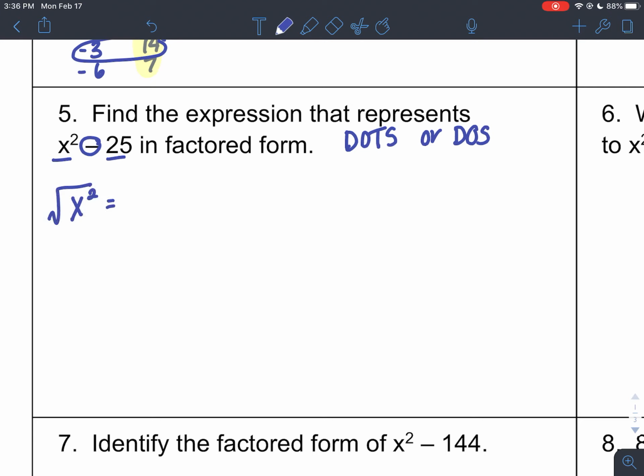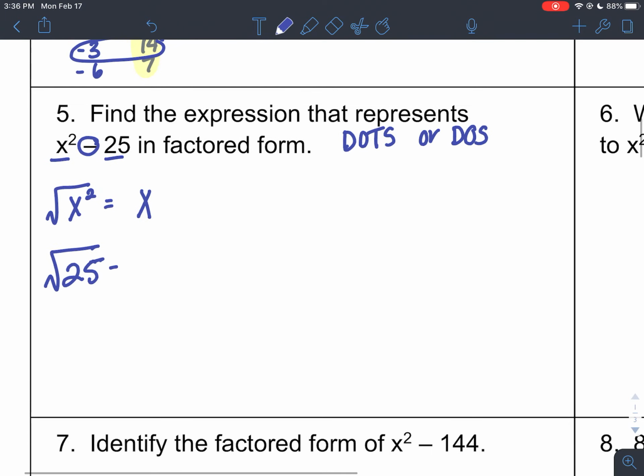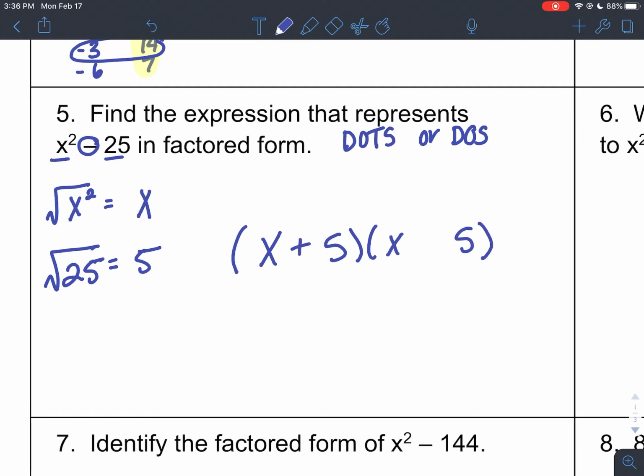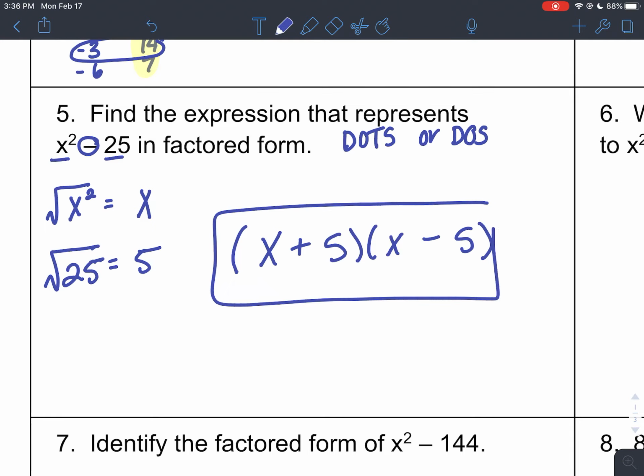Can we take the square root of the first term? Yes, we can. Square root of x squared is x. Can we take the square root of the second term? The square root of 25 ends up being 5. So now I can write this as x and 5, and one factor is positive, and one factor is negative. And that's the answer to number 5.